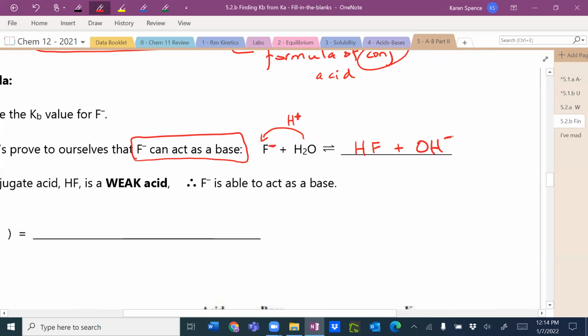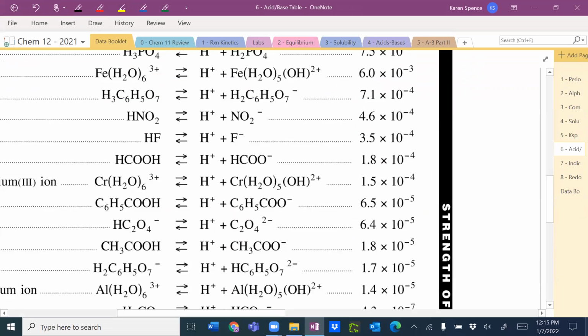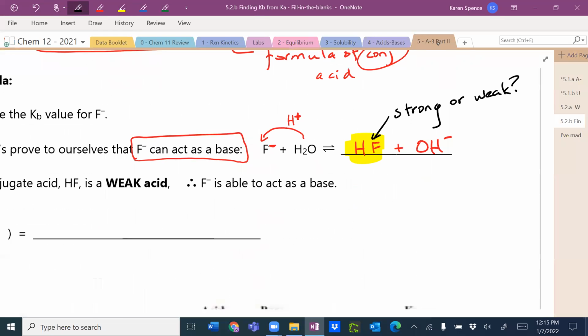Now we look at this acid here, and we say to ourselves, is HF strong or weak? And we go to our data booklet, and we say, HF, where are you? HF, you are in the weak section, in that white section there. So we're going to go back to here. And so it is a weak acid, and therefore F- is able to act as a base.